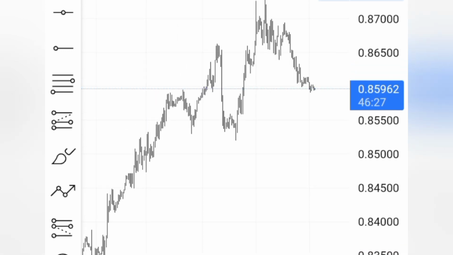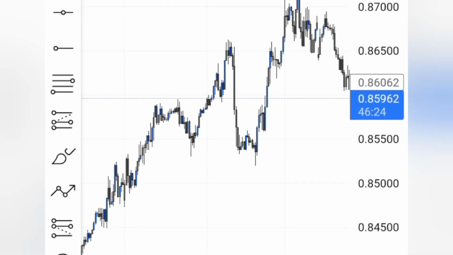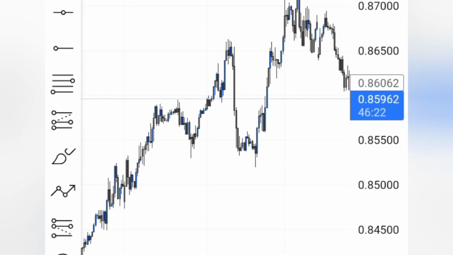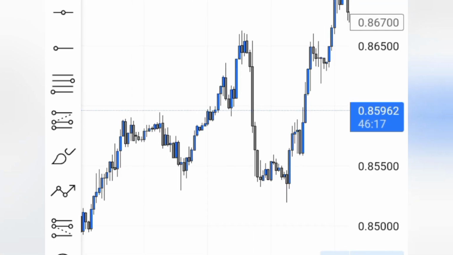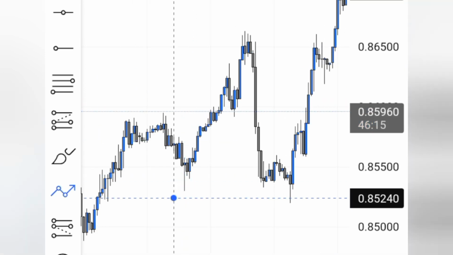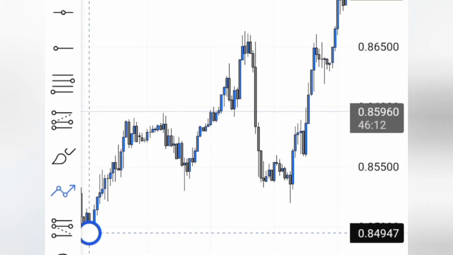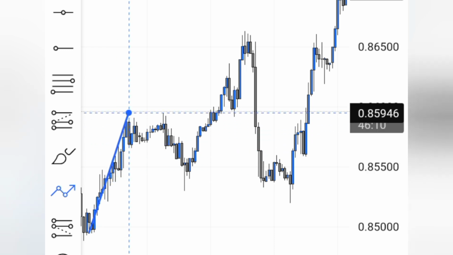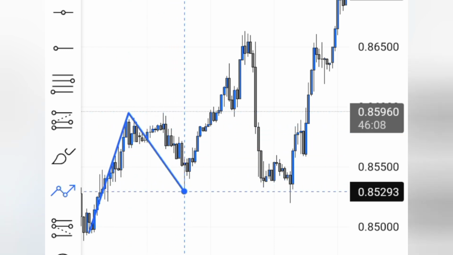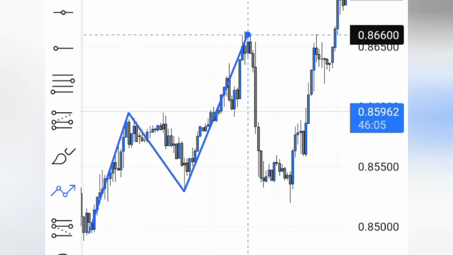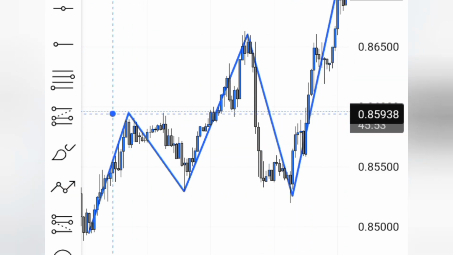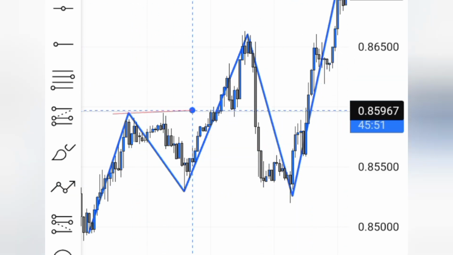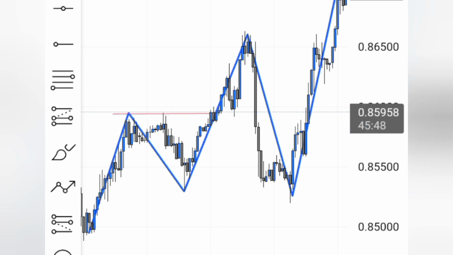You always have to go to the higher time frame, then you indicate your highs and lows. For example, this was your low right here. This was your high, and it came and made a low. Then this is your new high, this is your new low, and it came here and made a new high. Then when this high was broken, that means we got a break of market structure.